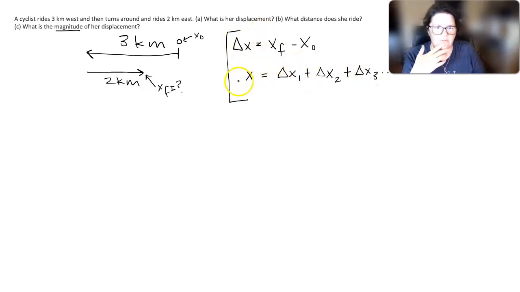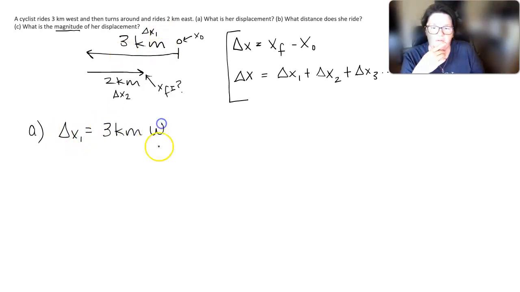We can use this equation, and that got left out. So what we have is her first displacement, because we know that she went 3 kilometers west, and then we have this second leg of the trip here, 2 kilometers east. So we can actually add those together. So this is solving for A. The first chunk of the displacement was 3 kilometers to the west, and the second displacement was 2 kilometers east.